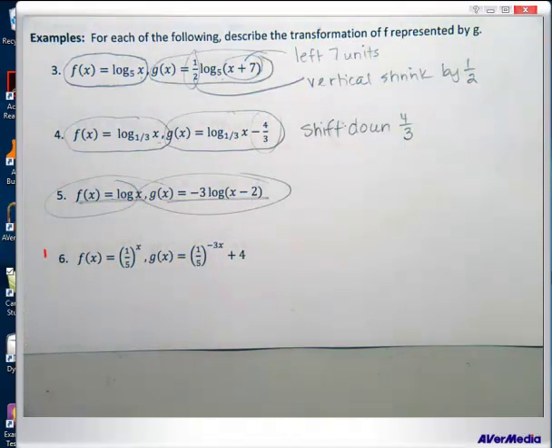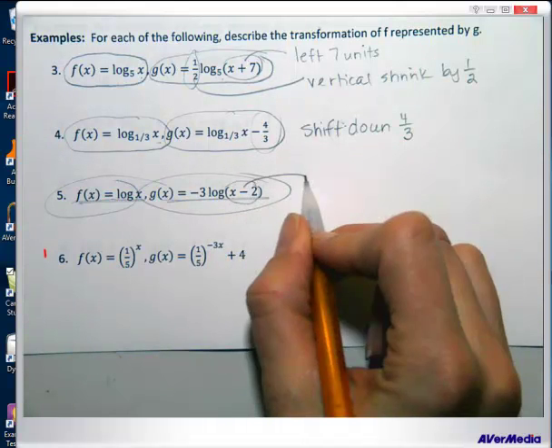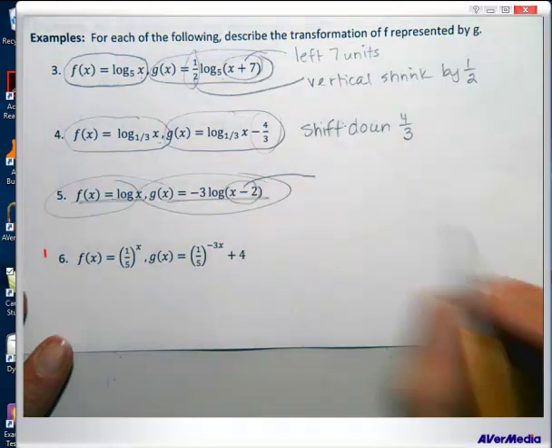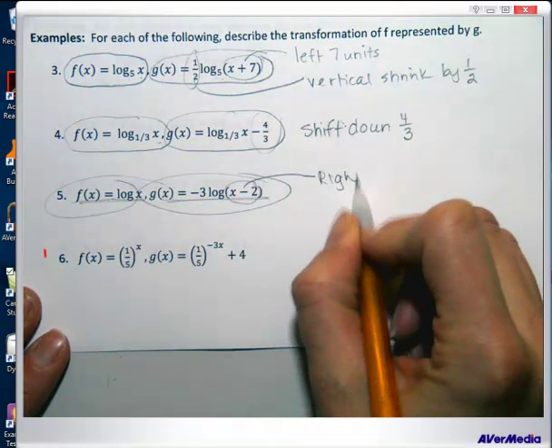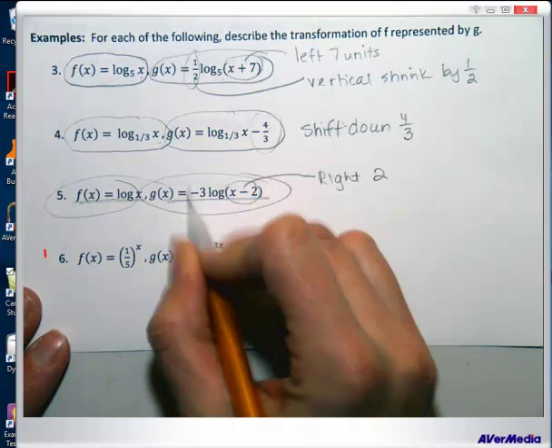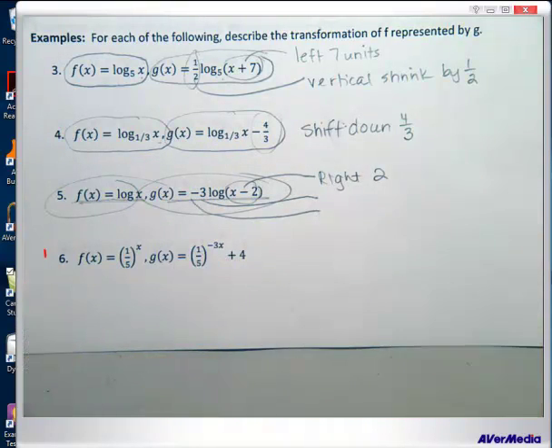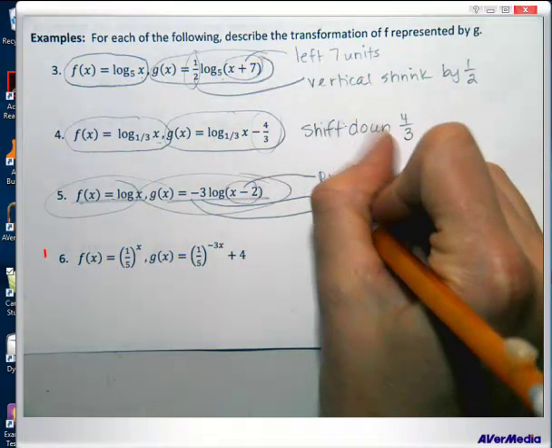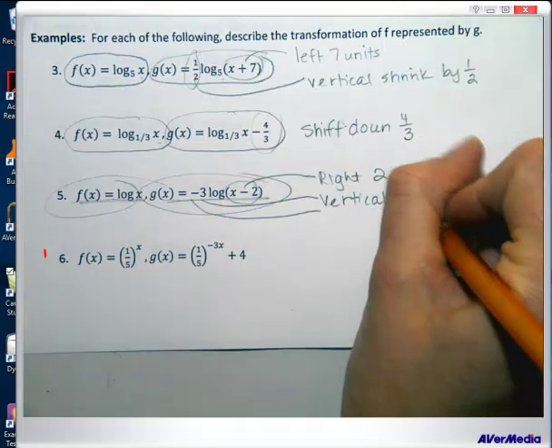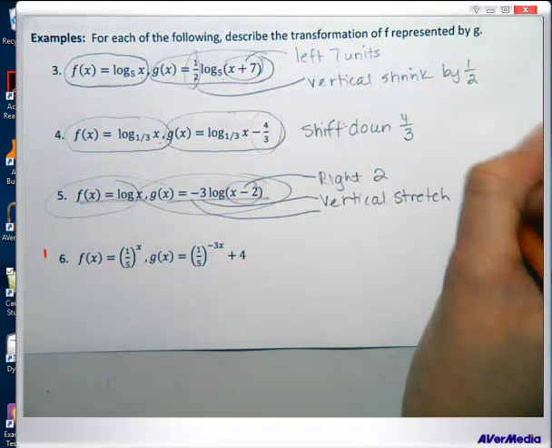Take a look at the next 2. Ezrin, what do you notice? Let's start inside with x first and then move outward. So what has happened because of this x minus 2? Okay, good. Right 2. Then we've got a 3, and we have a negative out front. So let's go with Macy. What does the 3 do? Good. Vertical stretch by 3.